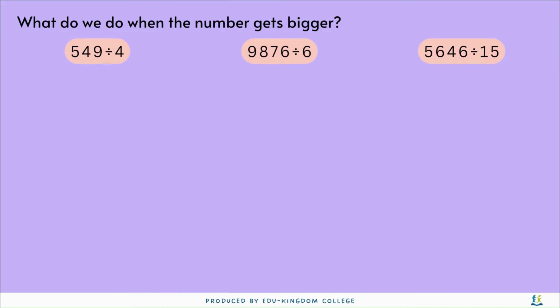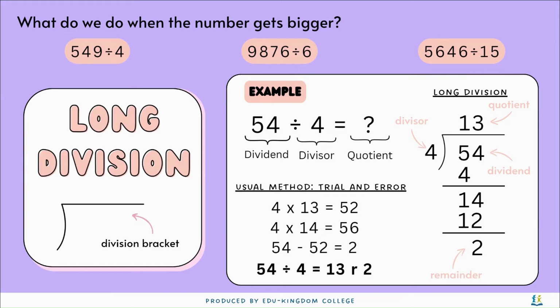All the questions we have done are with smaller numbers. It allows us to rather group or share manually or use trial and error to solve. But what do we need to do when the number gets bigger? Like these equations here. 549 divided by 4, 9,876 divided by 6, 5,646 divided by 15. It will take a long time for us to figure out the answer using these two methods. That's why we need to learn something called long division.